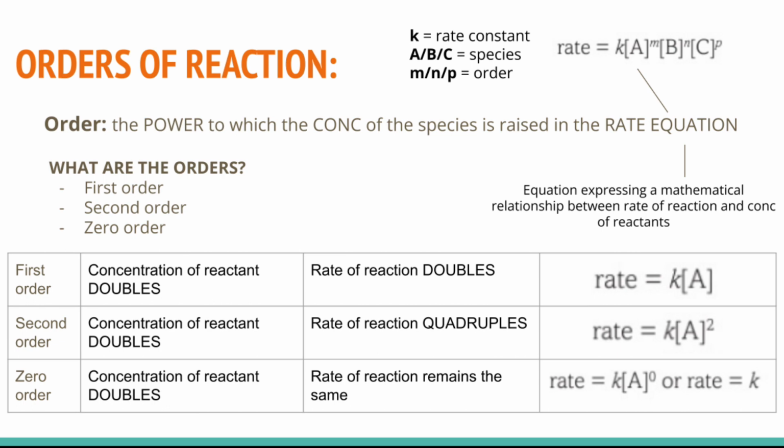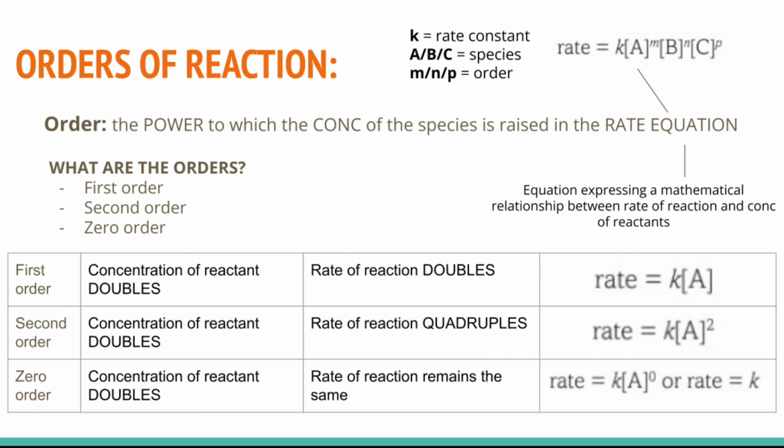And what are the following orders you can have? These are the main ones that you have to know, although there can be others, for example the third order. But the main ones you have to know are the first order, the second order, and the zero order. As mentioned before, for the first order, if the concentration of the reactant doubles, the rate of the reaction doubles. And the rate equation for the first order is rate equals little k multiplied by the concentration of A to the power of 1. This basically means that for the first order, rate and the concentration are directly proportional to each other.